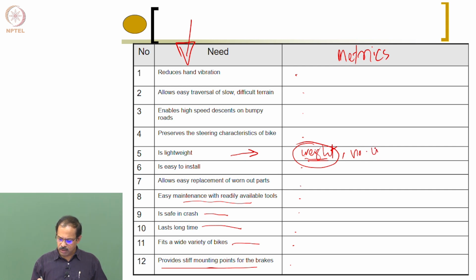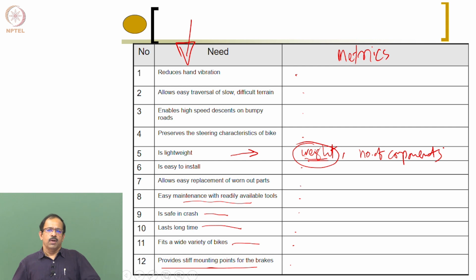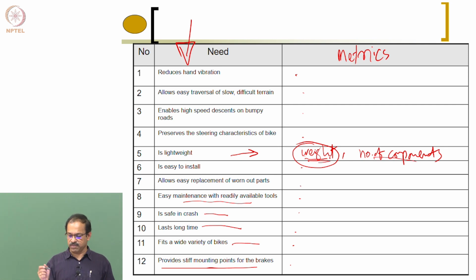So you can actually put all possible metrics. Sorry, number of components. Okay, anything else? It need not always be directly related, because if you increase the number of components, there is a possibility of increasing the weight. But that's not always true, because it depends on the size of the components also. So this may not always be a direct metric, but it can be an indirect metric. This can be a direct metric which can be measured.